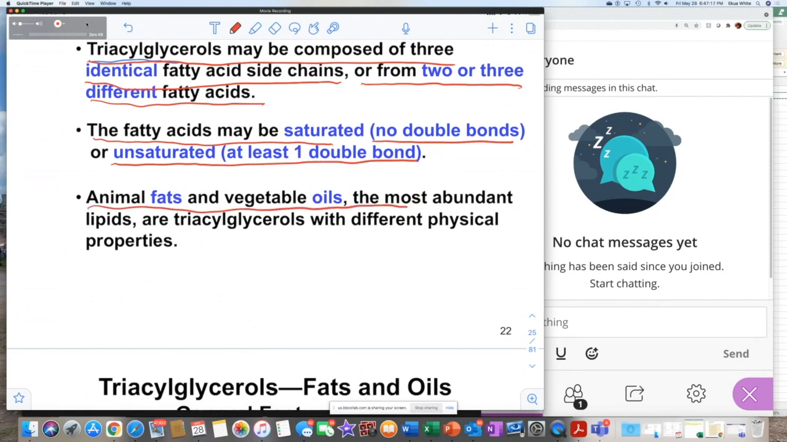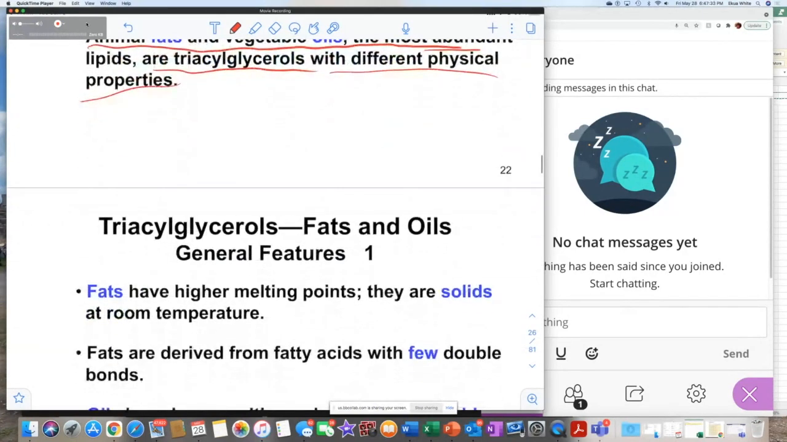Animal fats and vegetable oils: the most abundant lipids are triacylglycerols with different physical properties, right? Fats from animals tend to be harder and they have a higher melting point. And fats from vegetables tend to be oily and liquidy. Like when you look at the vegetable oil we have in the kitchen, avocado oil, canola oil, which is from corn, we tend to have vegetable oils versus animal oils.